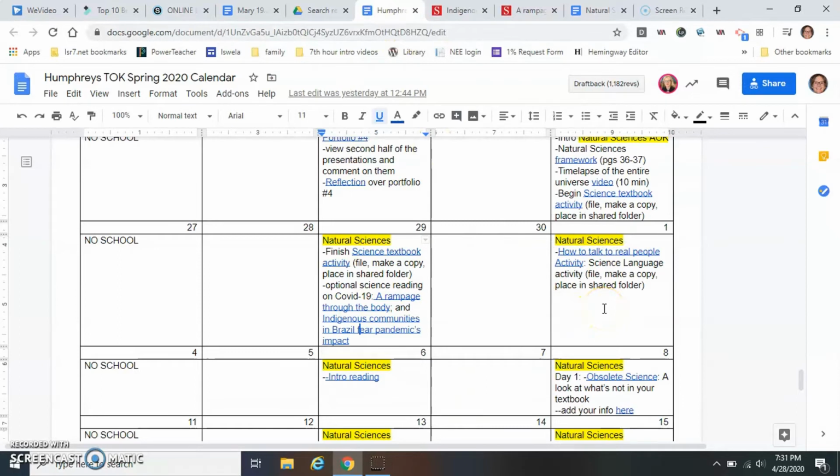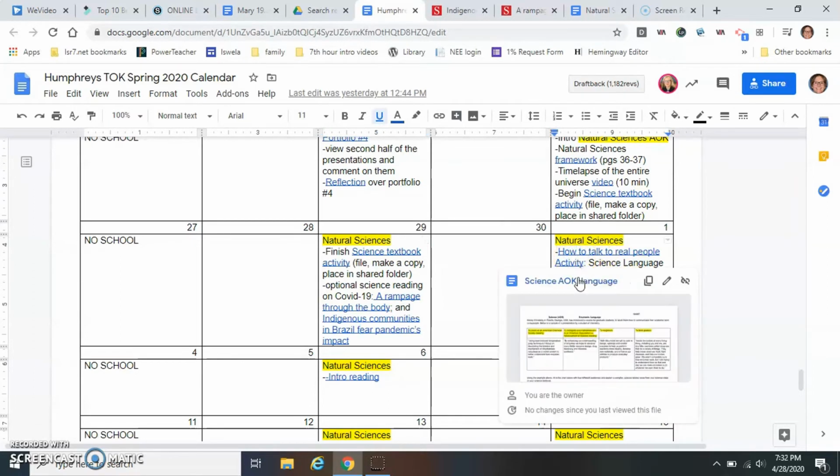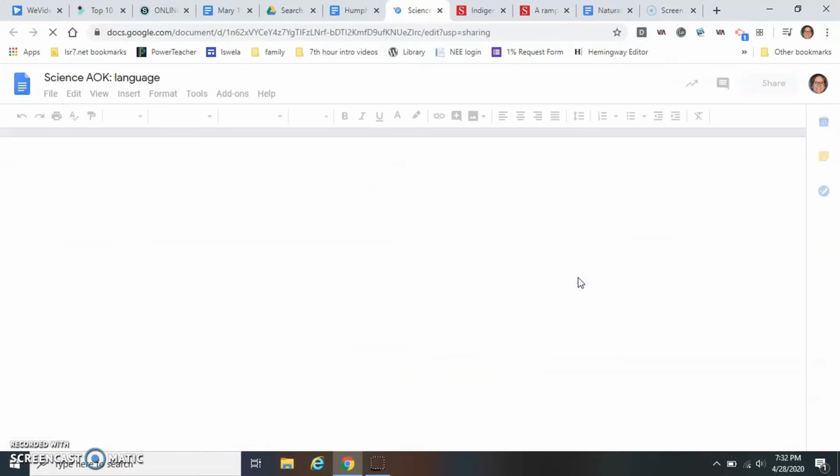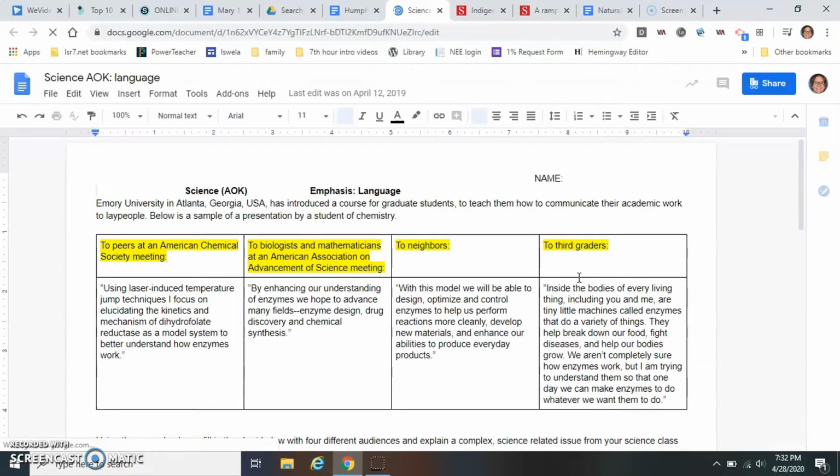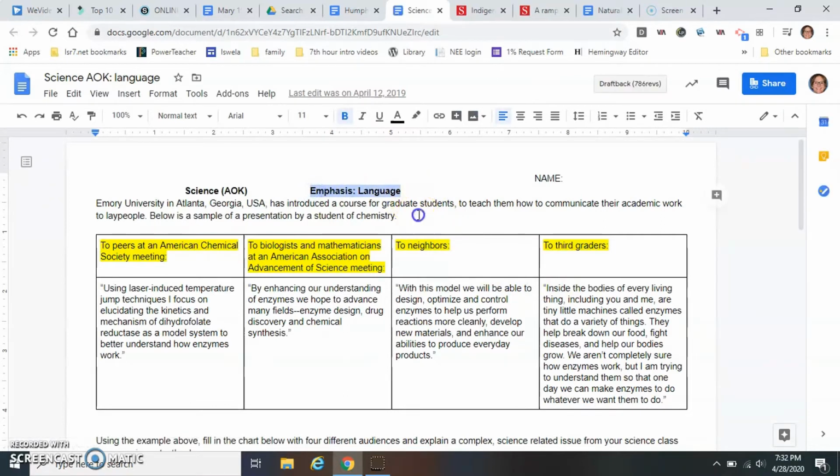Then on Friday, May 1st, the activity is how to talk to real people. It says file, make a copy, place in your shared folder. I think it's pretty self-explanatory, but once you click into it, the specific focus of this activity is on language in the area of knowledge of science. I think the directions are pretty self-explanatory.